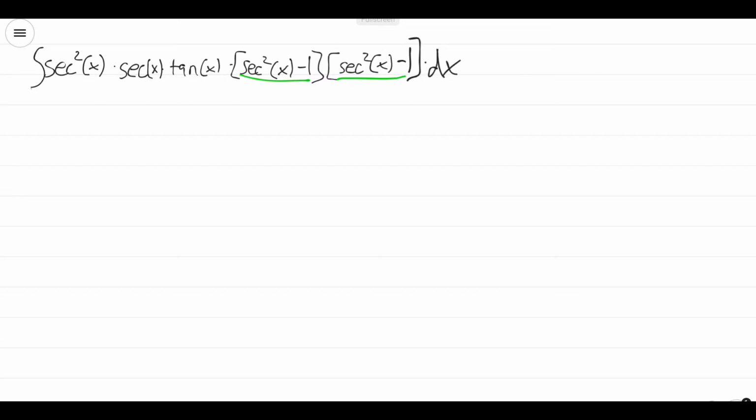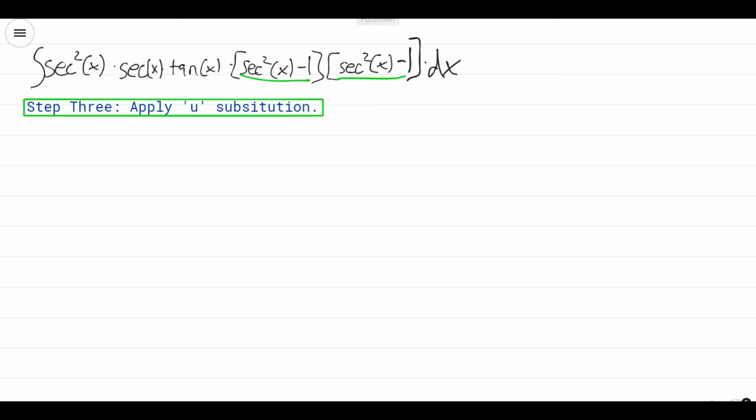This part of the problem, this is as far as we got so far. We decomposed it, we applied the Pythagorean identity substitutions, and what we have now is secant squared minus 1 in the place of where the tangent squared was. So what we're going to do now is apply u substitution, because u substitution works so well for trig integrals.